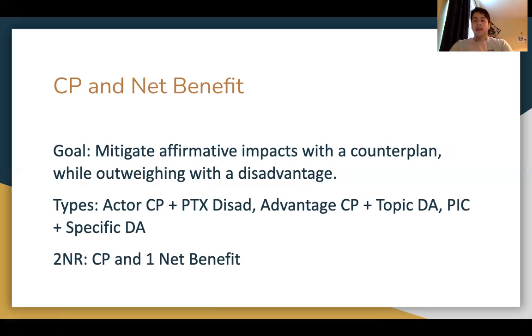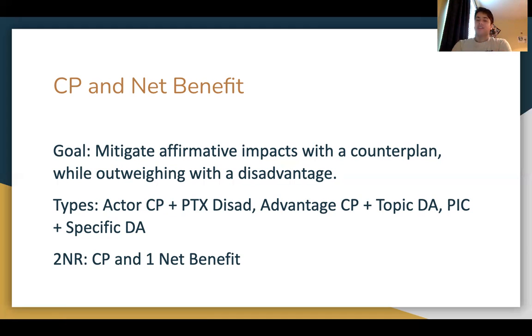Second, we have the counterplan net benefit strategy. So the goal of a counterplan and a net benefit is to mitigate affirmative impacts with the counterplan while outweighing with a disadvantage. So there are some examples of this. You could read an actor counterplan with a politics disad. So an actor counterplan might say, rather than Congress passing the plan, the Supreme Court should rule the plan. And then a politics disad, which draws issue with passing something through Congress. So you mitigate the impacts with a counterplan because the court's doing it solves the same advantages. And then you make your counterplan competitive and outweigh with your disadvantage, in this case, a politics disad.